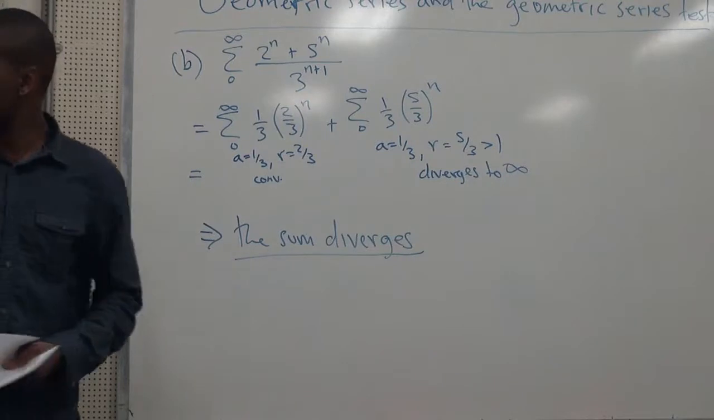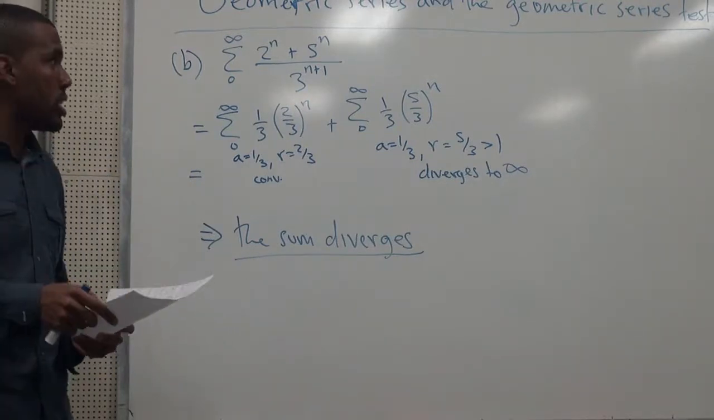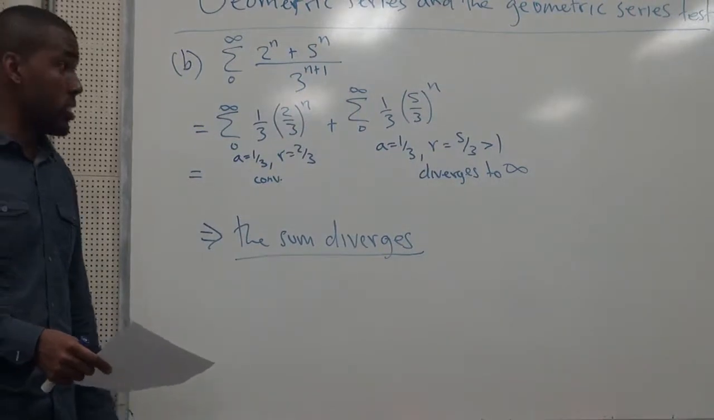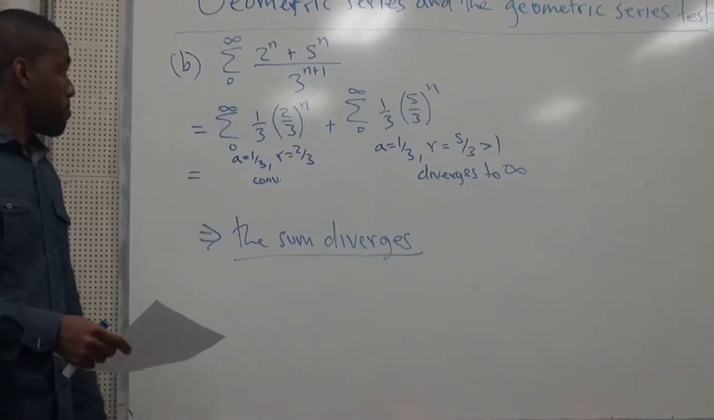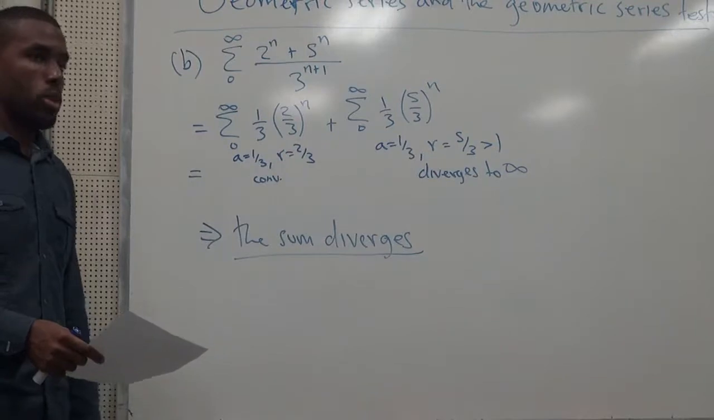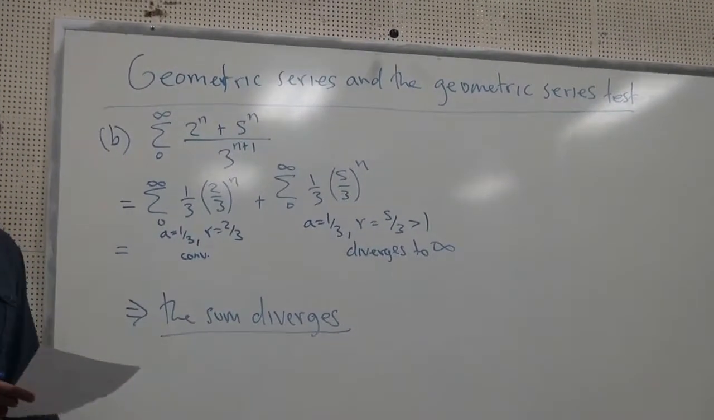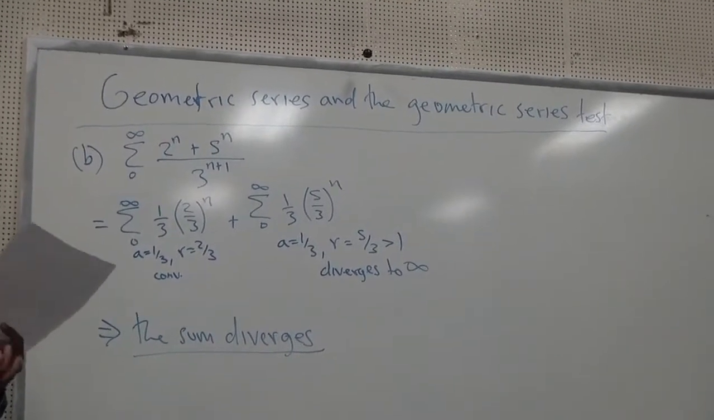That's the geometric series. Basically, you try to write it in that form. If you sort of see it, you can write it as something like this. You can apply the geometric series. So as long as your r is between -1 and 1, it converges. If it's not, it diverges. And that's basically it. That's the geometric series.